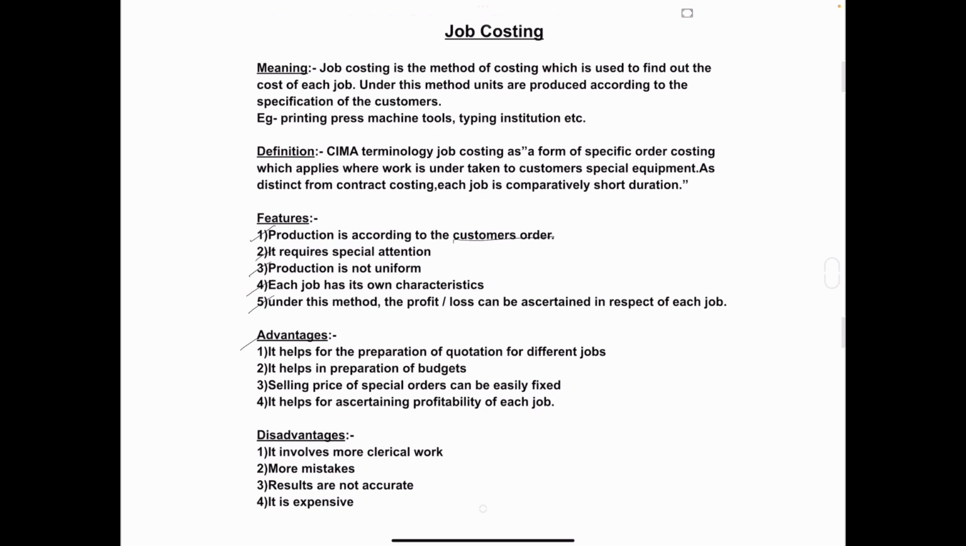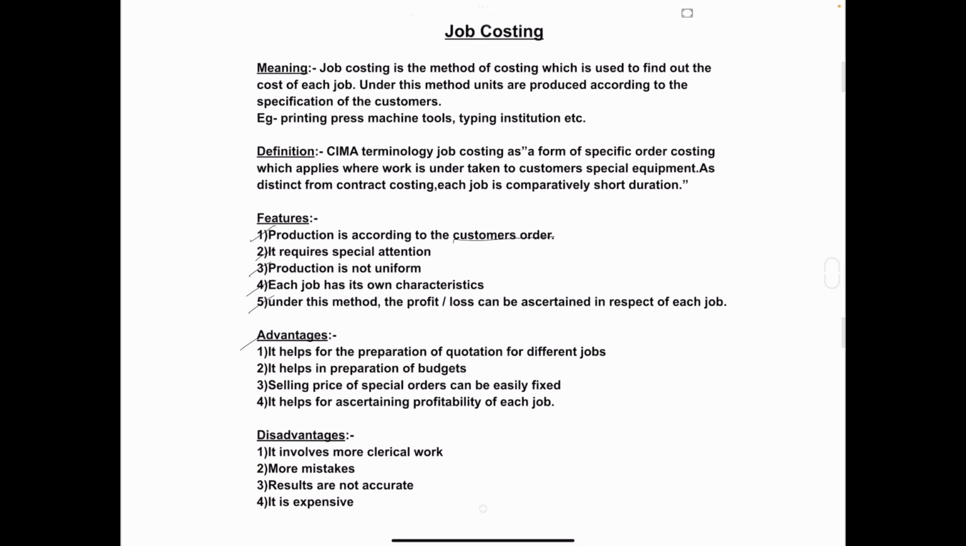Advantages. Number 1, it helps for preparation of quotation for different jobs. Second, it helps in preparation of budgets. Third, selling price of special orders can be easily fixed. Fourth one, it helps for ascertaining profitability of each job.